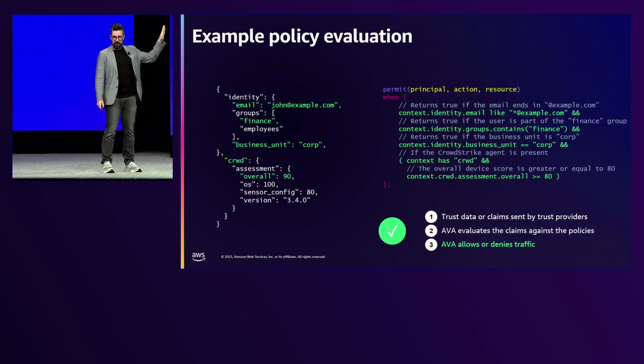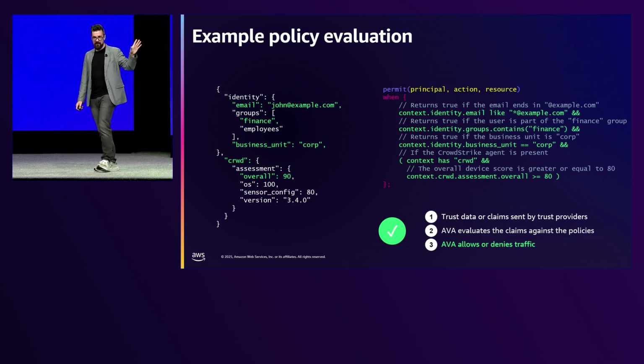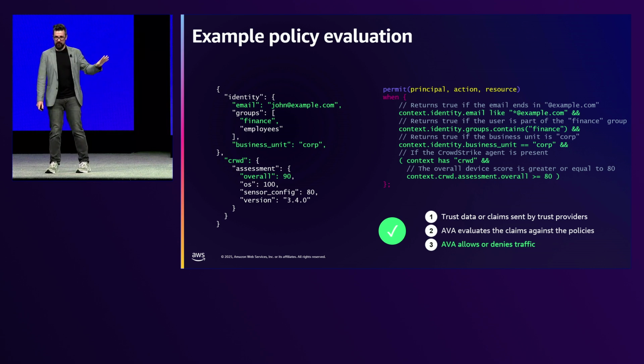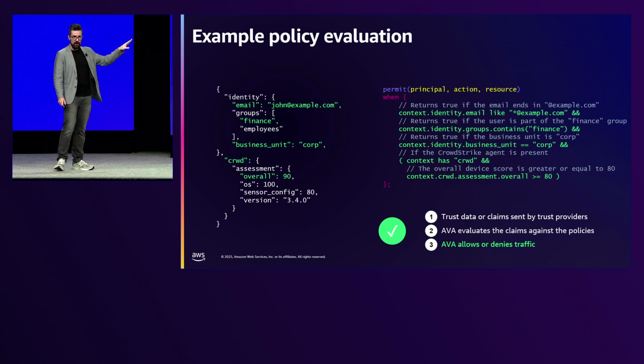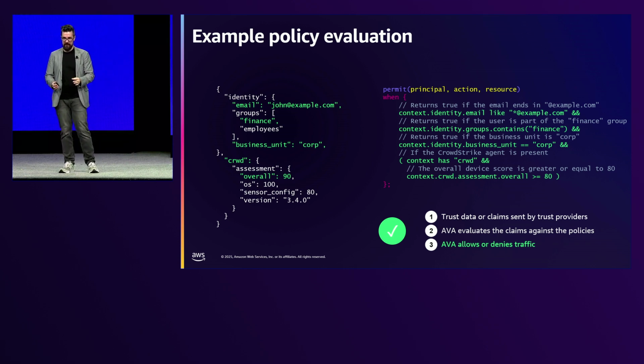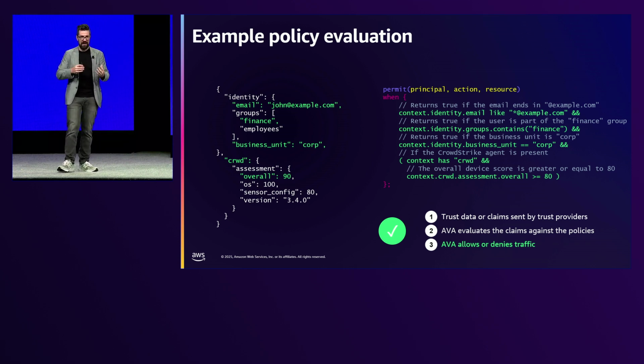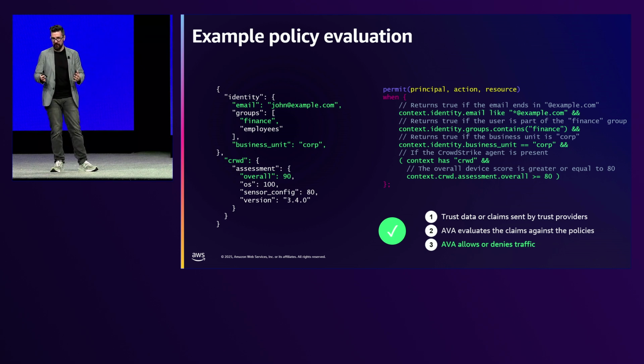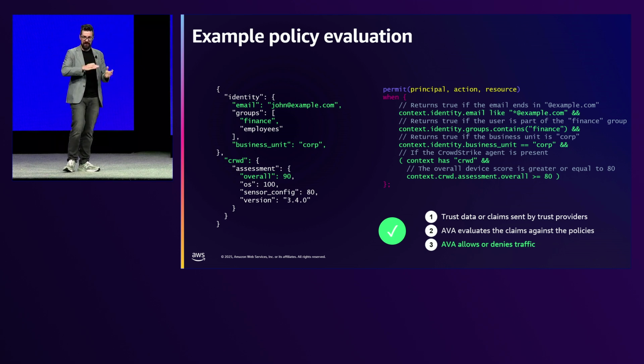Now, take a quick moment and notice this. There's nothing in here that involves IP addresses or ports or protocols. We don't need that. We can certainly add that into our policies. That is something we could include if we wanted to, but it's not a requirement here. We've moved beyond that, so now we're using identity as well as device posture as our main evaluation criteria for whether or not we're allowing something through.